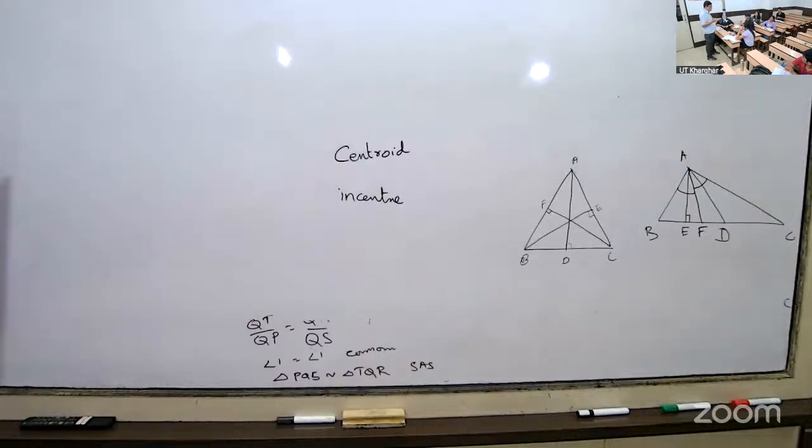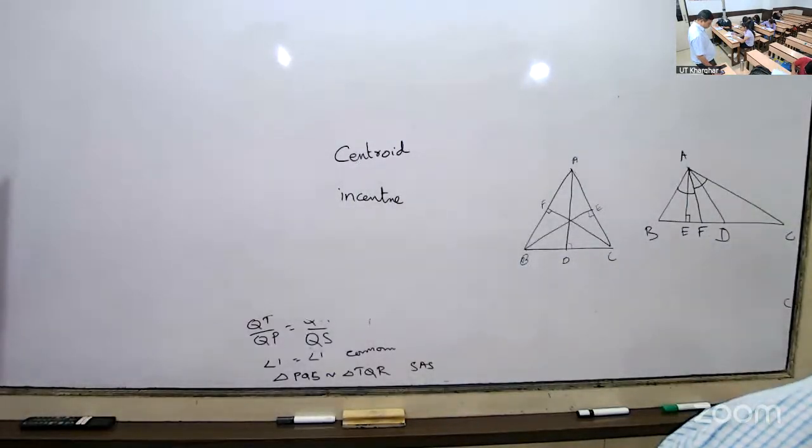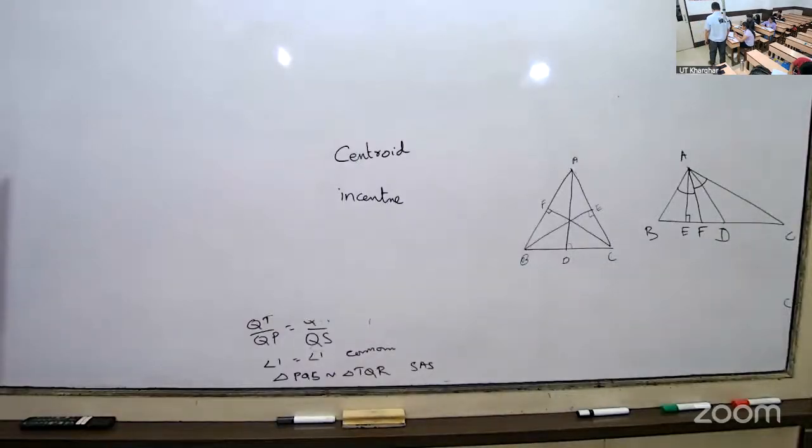Median, angle bisector. What is the next one? Perpendicular bisector. Do you know what I mean by perpendicular bisector, Tanishka? The line perpendicular from a point to the side. Altitude is perpendicular, no? And it divides the base.